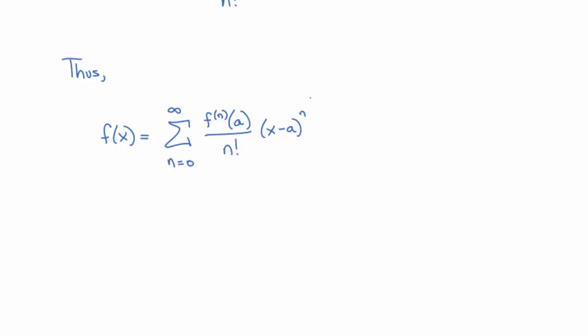Thus, f of x, this is only if f is equal to its power series expansion. F of x is equal to the summation n equals 0 to infinity, the nth derivative evaluated at a over n factorial times x minus a to the nth power. And that is a beautiful, beautiful result.